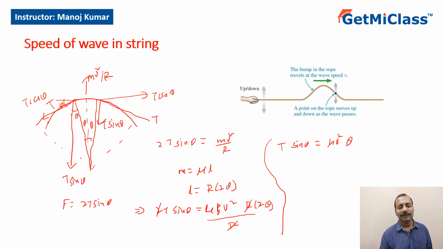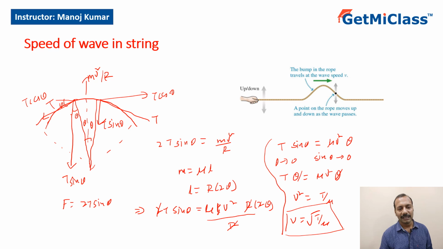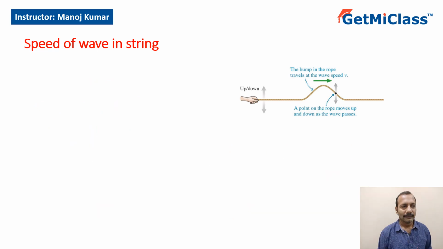Now for small angles, when theta tends to 0, sine theta tends to theta. If I substitute it here, I'll get T theta equal to mu into v square theta. Theta cancels. I have v square equal to T by mu, or v equal to square root of T by mu. So the speed of a transverse pulse produced on a string is root T by mu. So we have v equal to root T by mu.